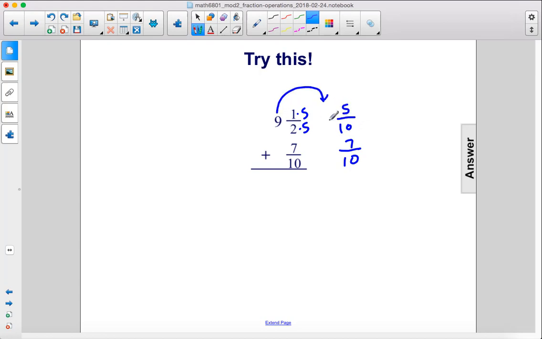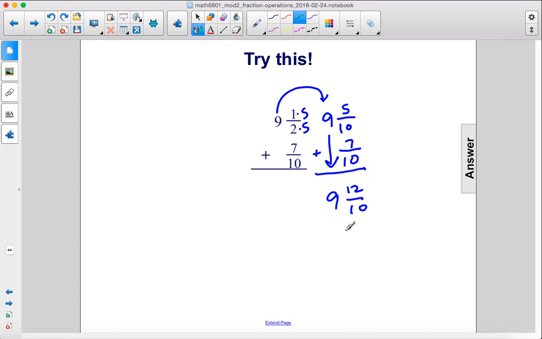Then we just move this 9 over here, and we have our new problem. So here we add 5 plus 7, and we get 12/10, and we move the 9 straight down so that it becomes 9 and 12/10. Now 12 is larger than 10, so we can simplify this further.